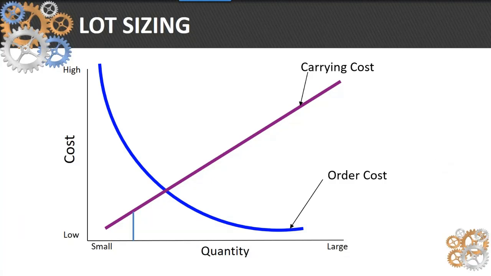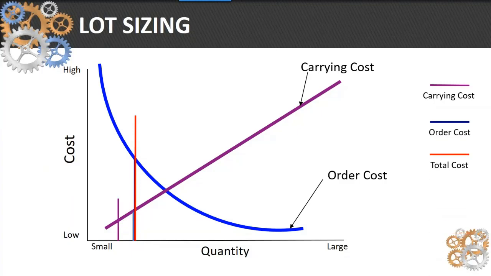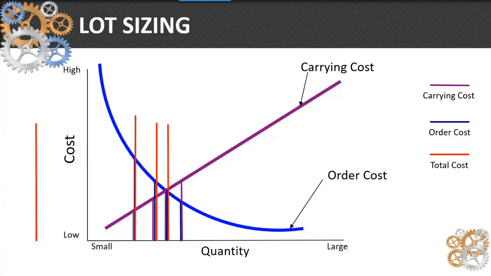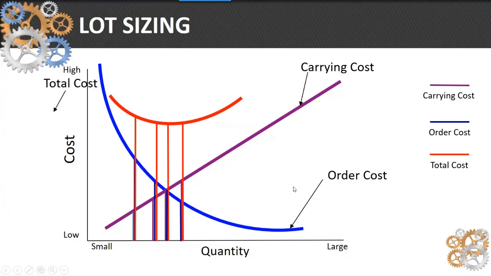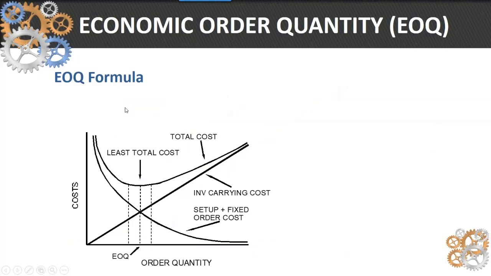And so if you take the carrying cost plus the order cost, you're going to come up with what's called the total cost. So if we graph that very simply by taking the order quantity and the carrying cost, you can see that we now have a curve equaling the total cost, and that EOQ is at the lowest point of that total cost curve.